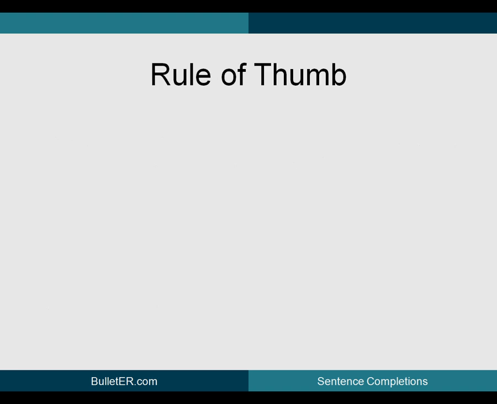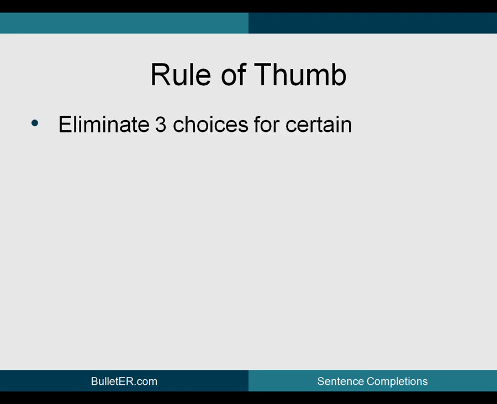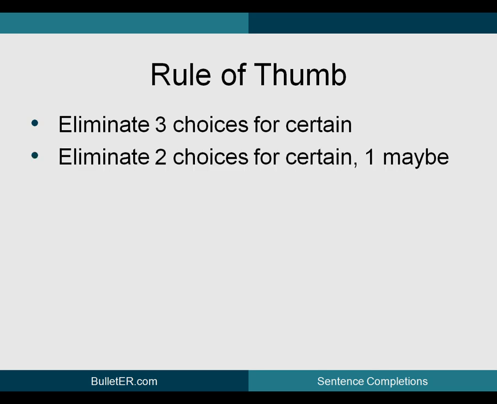No matter how well you prepare for sentence completions, however, you'll almost always have to guess. You'll never know all the words for sure. But there's a penalty for guessing, so when is it worth it to guess? The basic rule of thumb is, if you can eliminate 3 choices for certain and leave yourself with 2, you should guess. If you can eliminate 2 choices for certain and 1 choice maybe, you should consider guessing.